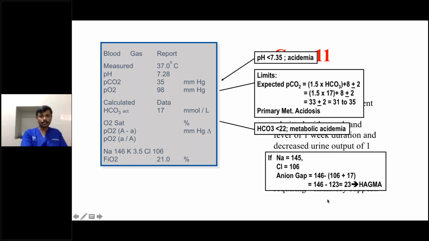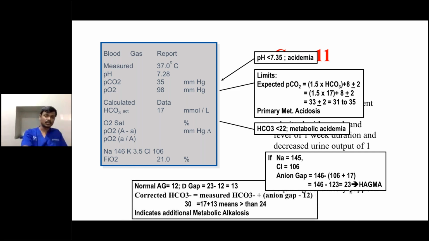Look at the sodium, potassium, chloride. Come to the anion gap. Anion gap is around 23. So HAGMA, high anion gap metabolic acidosis, is there in this case. With high anion gap, we have to know whether there is a hidden normal anion gap acidosis or alkalosis. For this you have to calculate the corrected bicarbonate: measured bicarbonate plus anion gap minus 12. So anion gap here is 23, minus 12, plus 17, comes around 30. So it is more than 24. If corrected bicarbonate is more than 24, it means there is a hidden metabolic alkalosis.